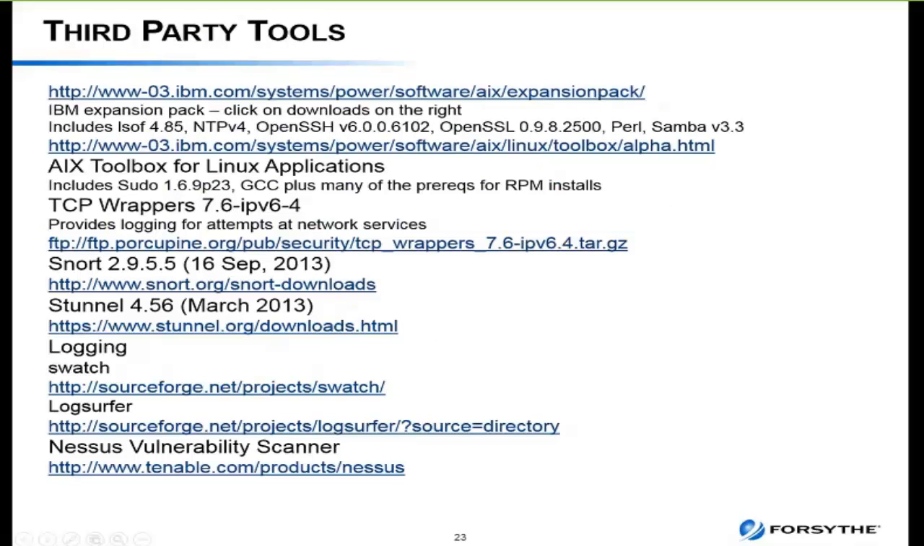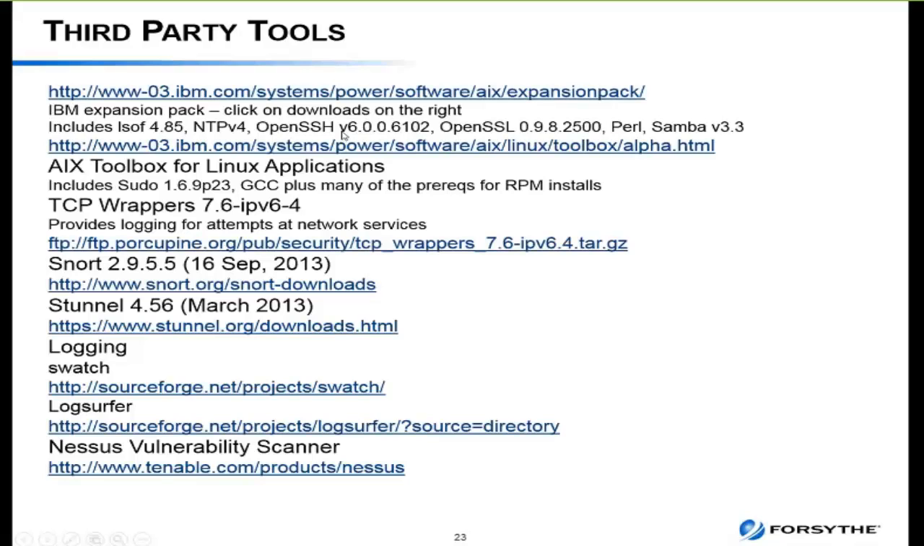Okay, so there's a number of third-party and IBM tools out there that you're going to need to install in order to be able to run some of the security protocols. What I've done here is I checked these links two days ago. For the IBM expansion pack, over towards the right of the screen, you'll see a place where you click on Downloads. It includes the LSOF command, which is for listing open files, but that also includes network connections. If you want to run NTP version 4, you get it there. And it has OpenSSH and OpenSSL, as well as Perl and Samba updates. I use the Perl that comes with the regular CD, but I get my Samba, OpenSSL, and OpenSSH from here.